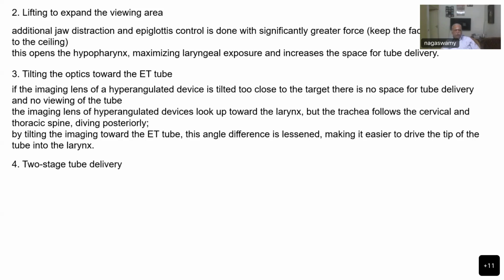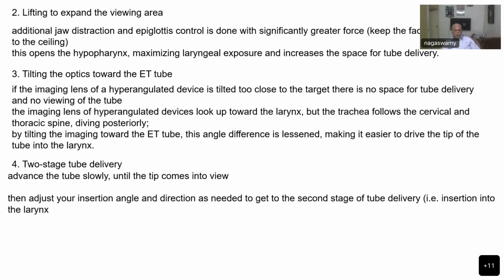And then two-stage tube delivery. This is the last step in the technique. Advance the tube slowly until the tip comes into view. Then adjust your insertion angle and direction as needed to get the second stage of the tube delivery, that is, introduction into the larynx. If using a hyperangulated stylet, then use what is called the stop, pop, and drop method.